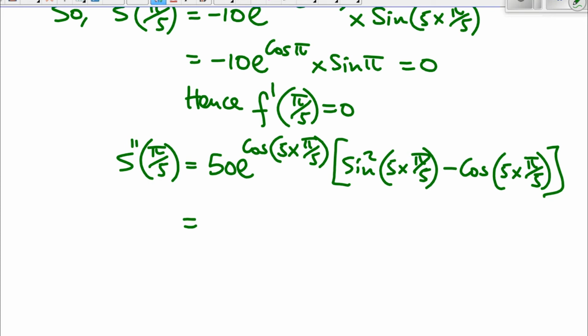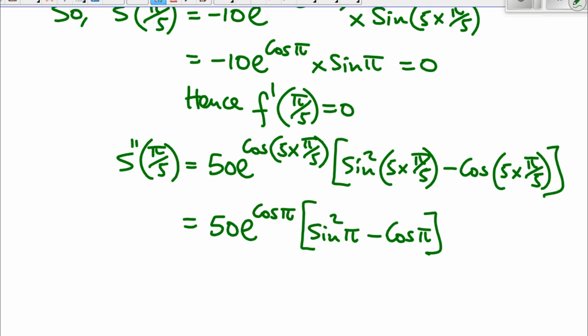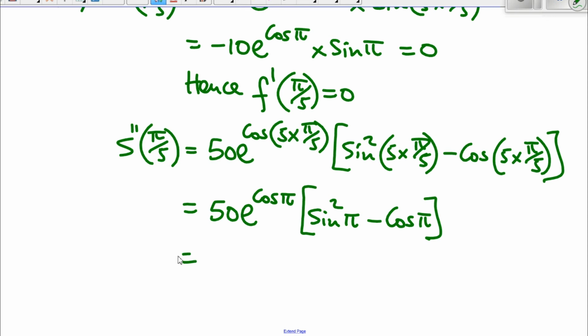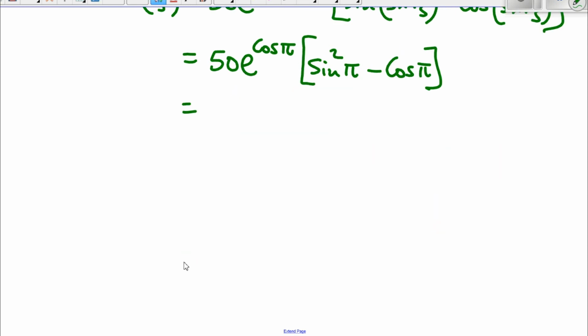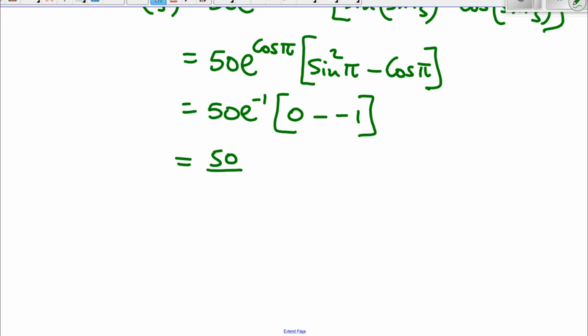By the way, let's simplify this. That will be 50 e to the power cos pi, and we know that cos pi is negative 1, sine pi squared minus cos pi. Now we know that cos pi is minus 1 and sine pi is 0. So this will be equal to 50 e to the power negative 1 into bracket 0 minus minus 1. So that will just be 50 over e.